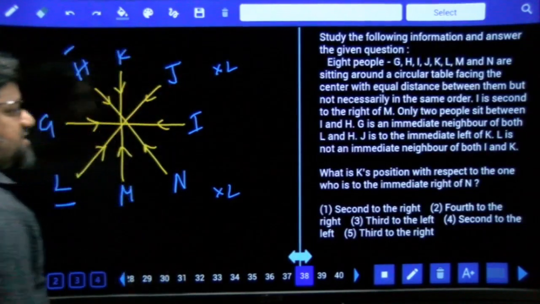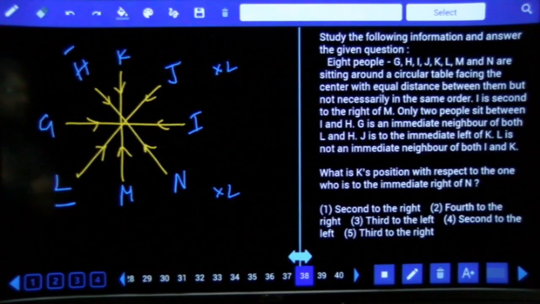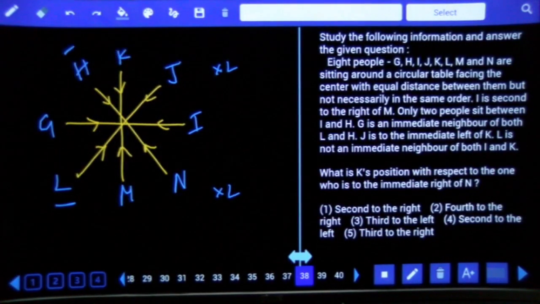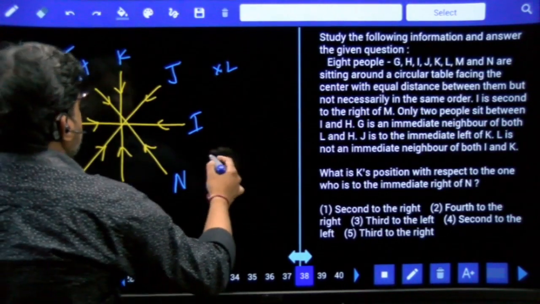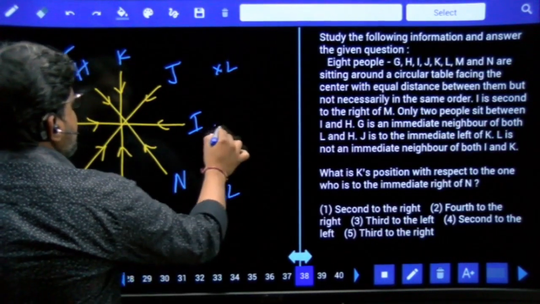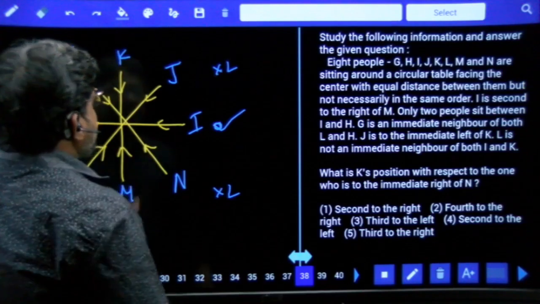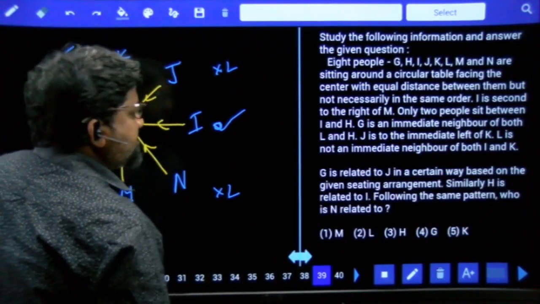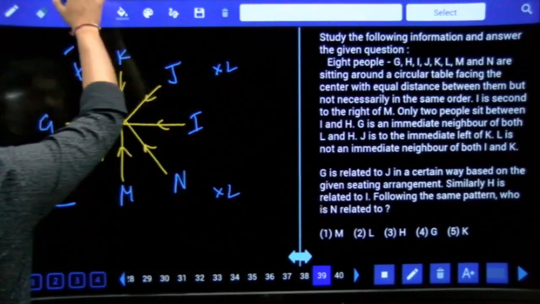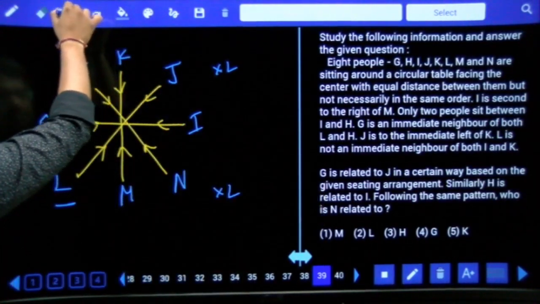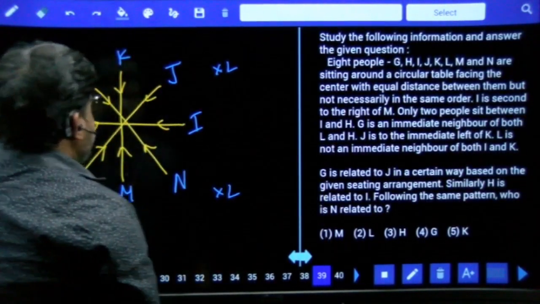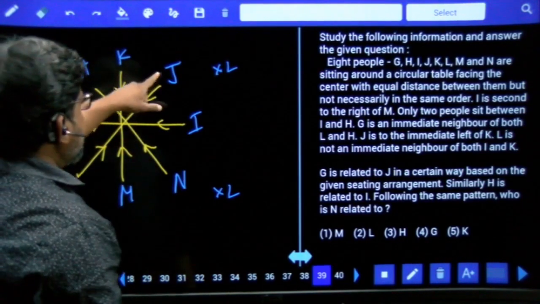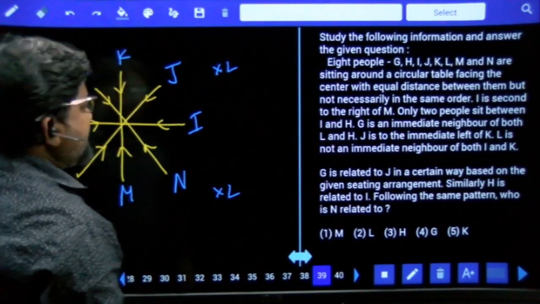Next, what is K's position with respect to the one who is to the immediate right of N? This fellow, I. Second to the right, first option. 39. G is related to J. How is G related to J? Third to the right of J is G.